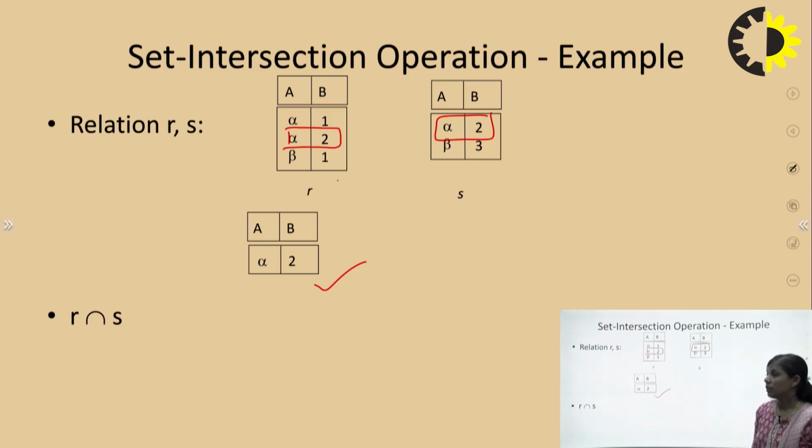So this is the set intersection part, in which the common data is there in both the tables. This is also the common data. This is also the common data. So the common data will come as an output.